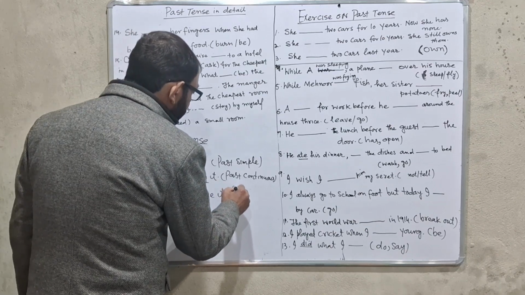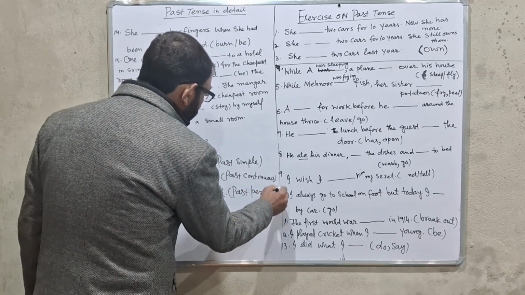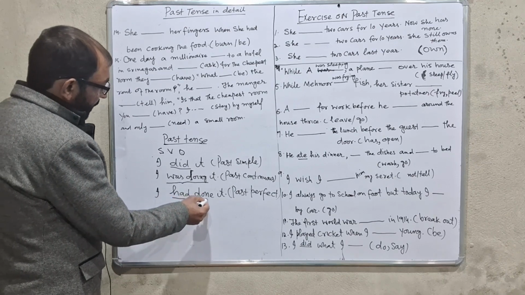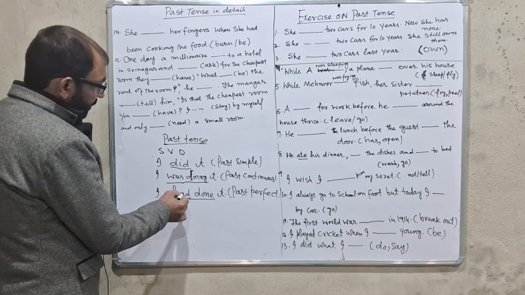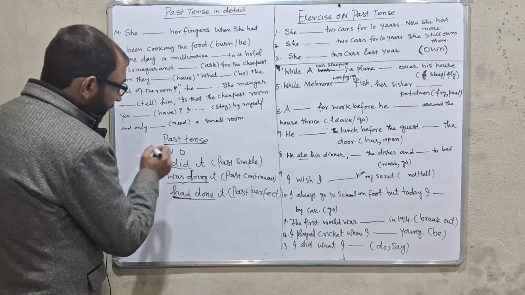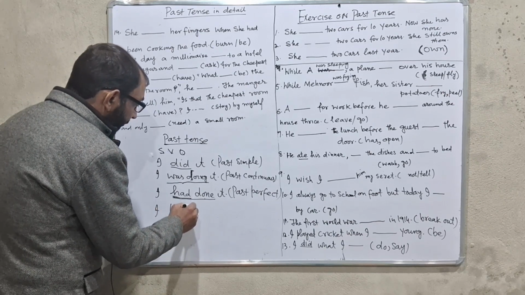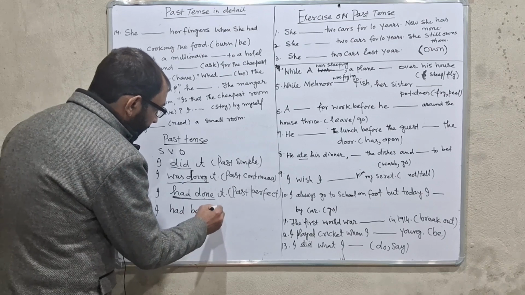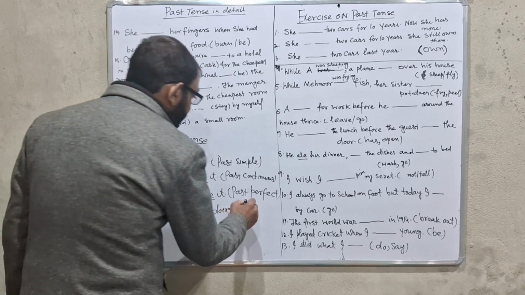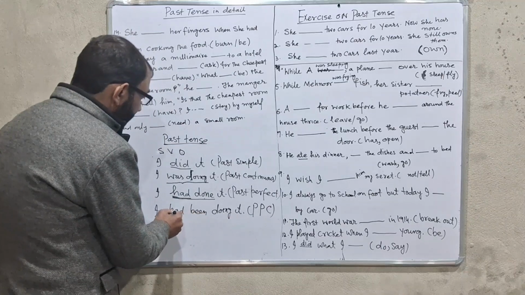This is past perfect. Again, the past of has and have is had, and this is the verb third form. Now the fourth and last form is I had been doing it. This is past perfect continuous form. Had been doing.